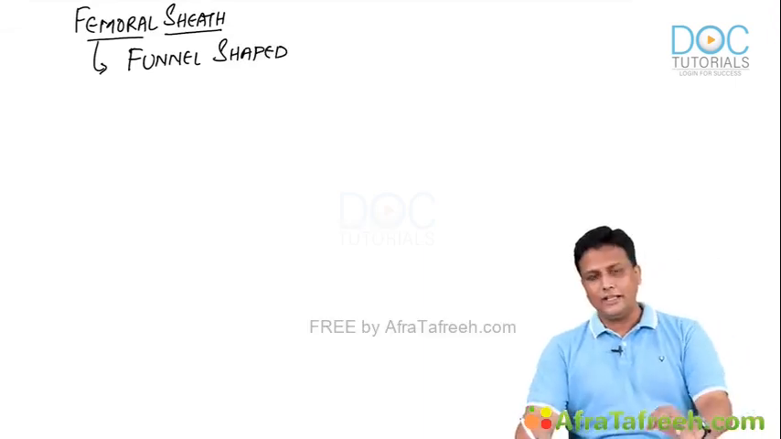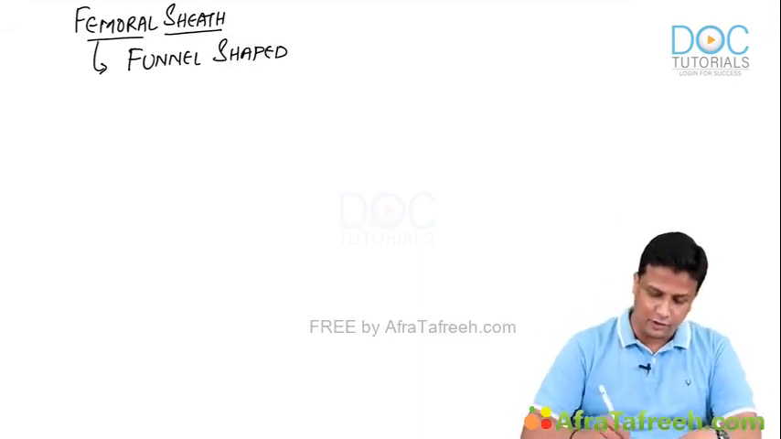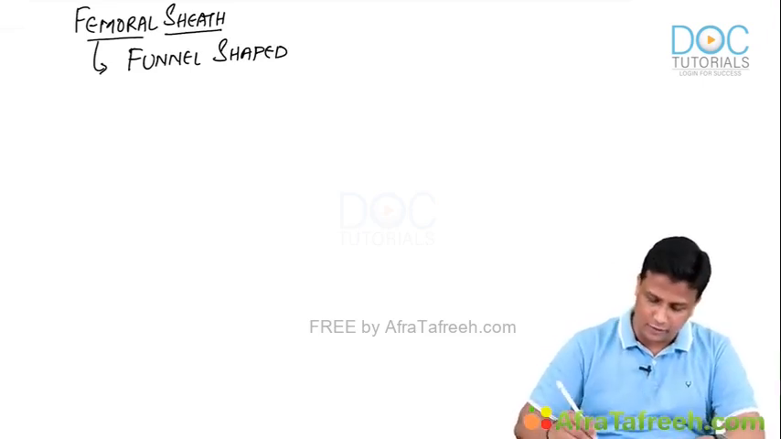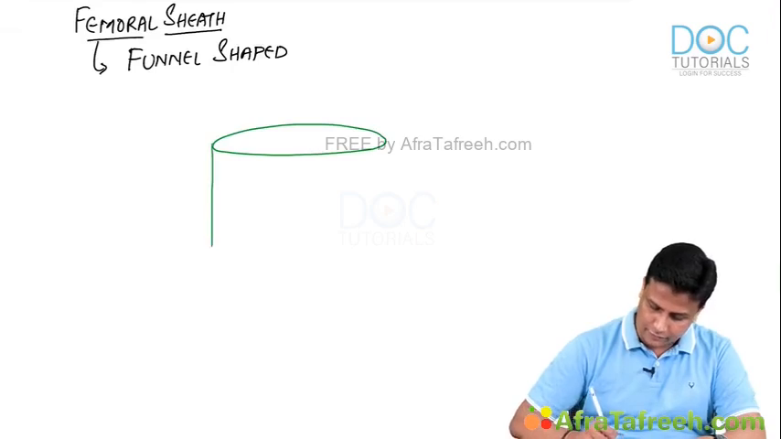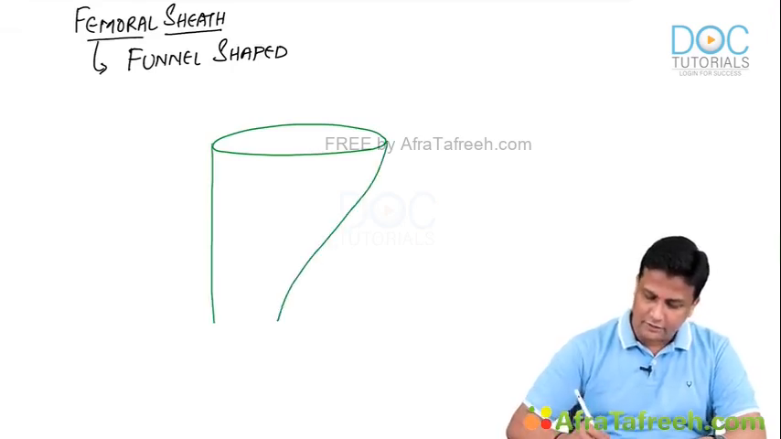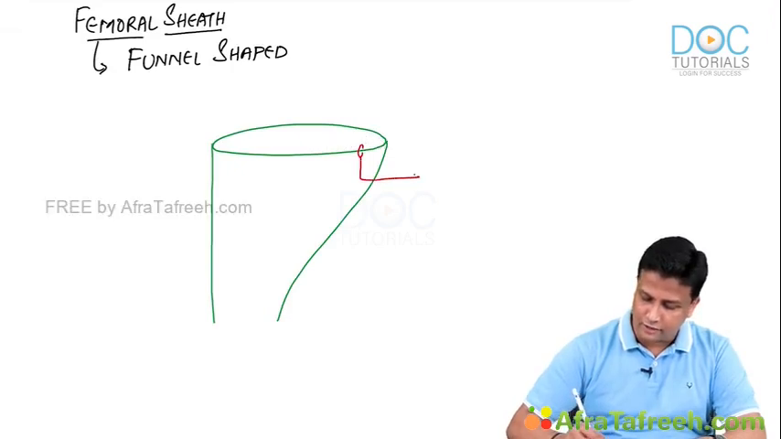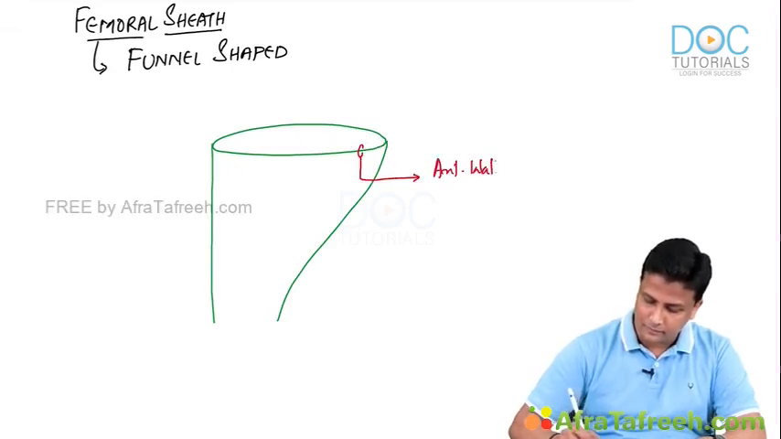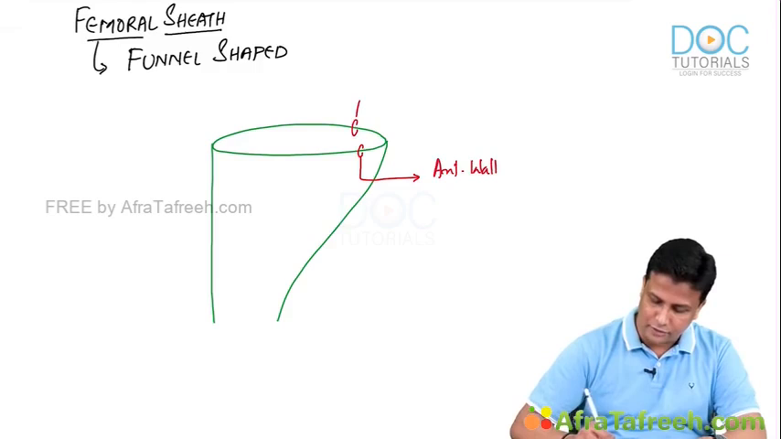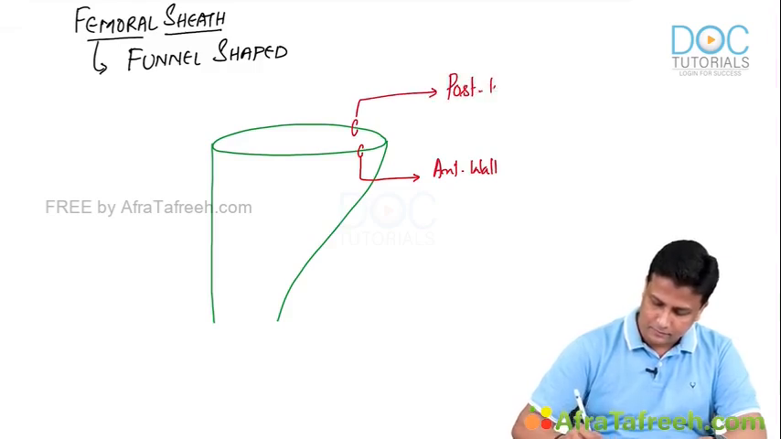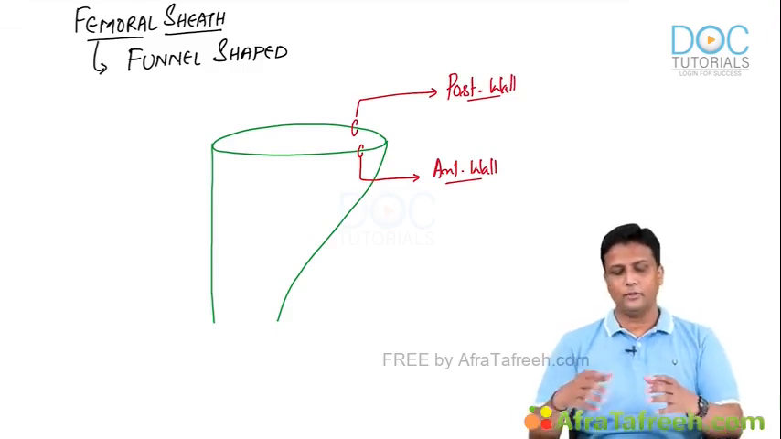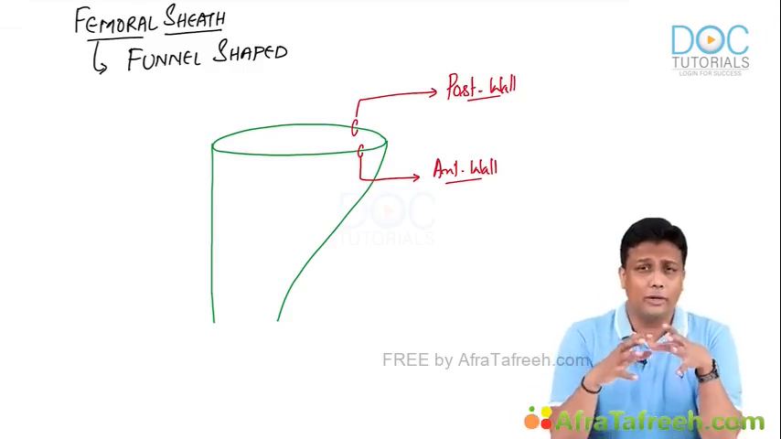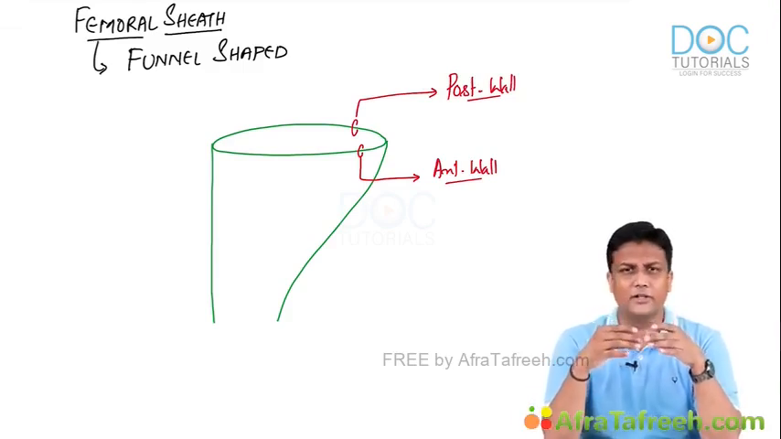Fine. Now in this funnel shaped femoral sheath, we have to first of all learn about the anterior wall and the posterior wall. So let us try to first of all draw a diagram here. So imagine this one to be your femoral sheath here. And this femoral sheath in turn will have two walls. One is the anterior wall here, and this one here will be the posterior wall. There will be an anterior wall and a posterior wall of the femoral sheath. Now before writing down what the anterior wall and the posterior wall are made up of, try to understand, guys, where this femoral sheath is exactly located.